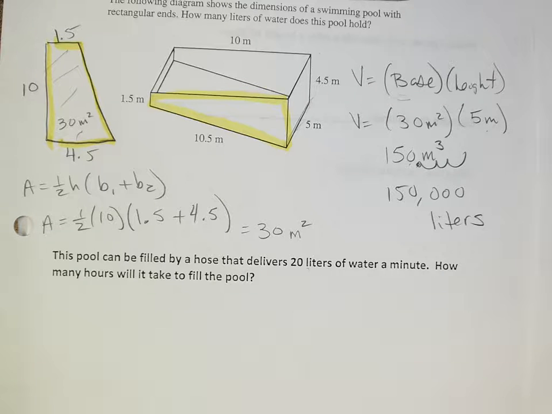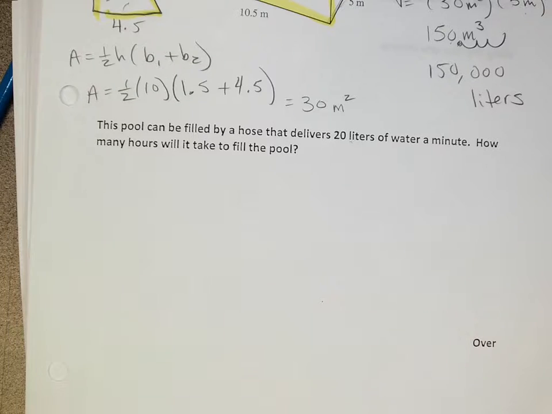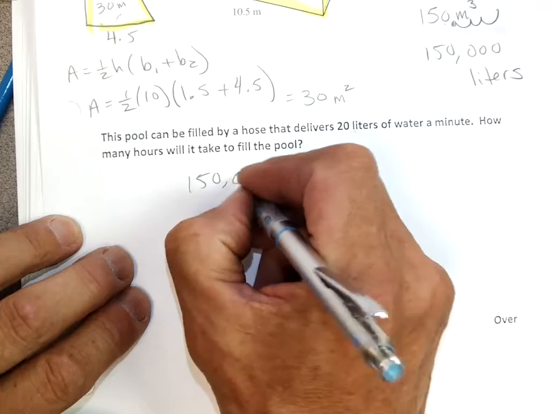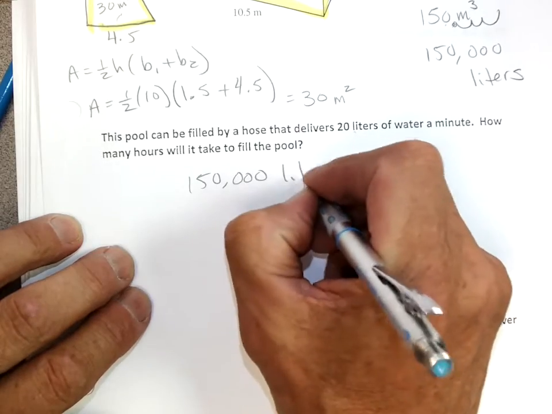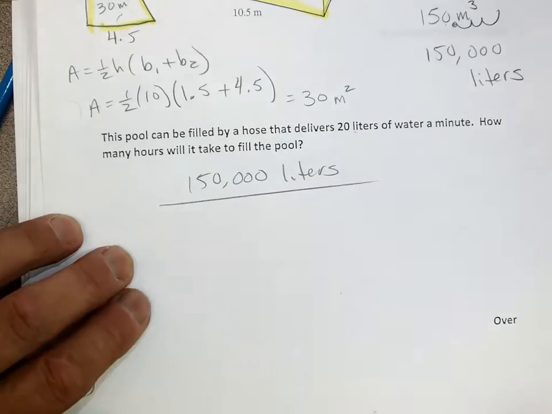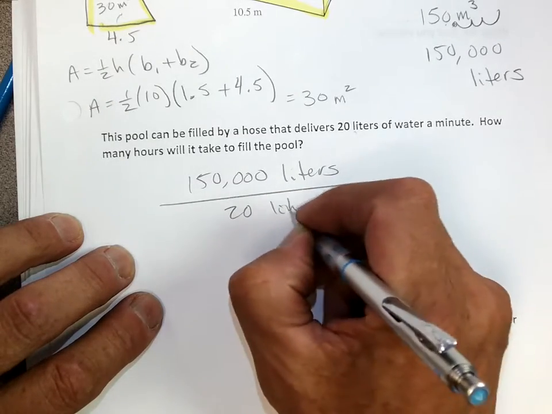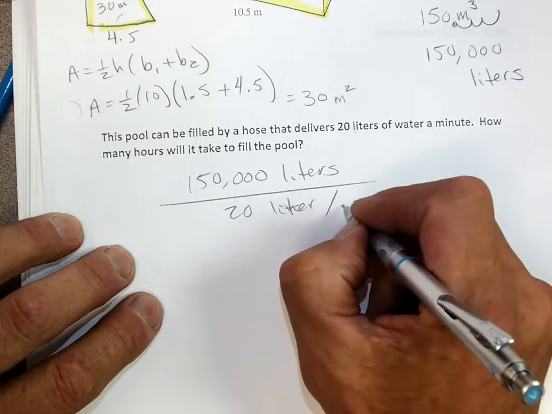Okay. Now, let's talk about a rate. So let's fill a pool. This pool can be filled by a hose that delivers 20 liters of water a minute. So how many hours will it take to fill the pool? What do you think? How are we going to do that? Go ahead, Isaac. Divide 20 by 1,000. Absolutely, 150,000 liters divided by 20 liters per minute.